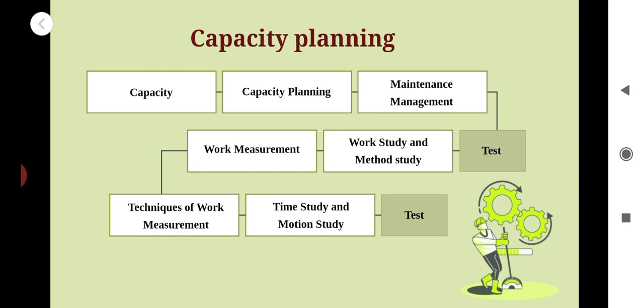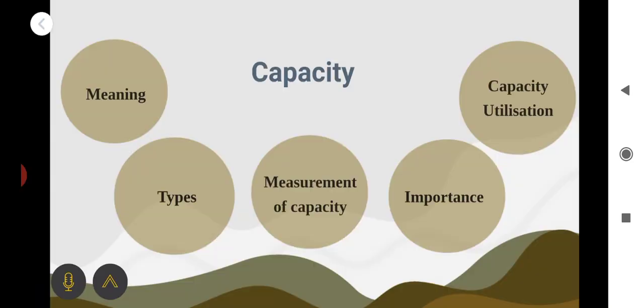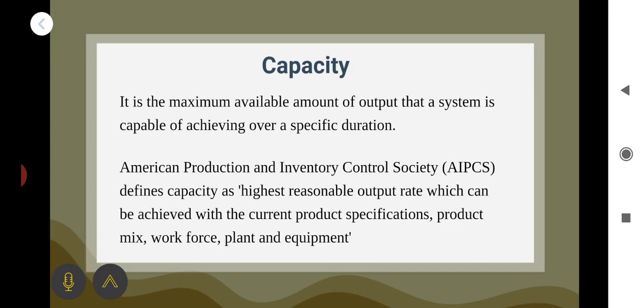Capacity planning is the planning of the capacity of a business enterprise. Capacity here means the maximum available amount of output that a system is capable of achieving over a specific period of time.